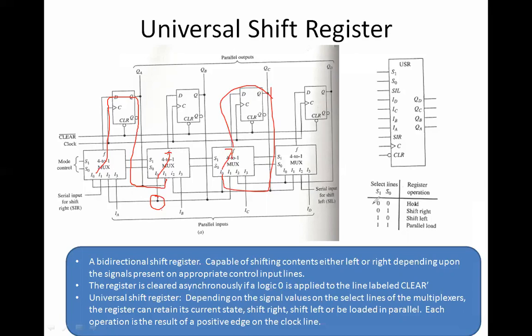So 0, 0 means what? It should hold the value. So whatever is the value there in the D flip-flop, in a particular flip-flop, that is held. That is the meaning. Any doubts here, students, with this concept?